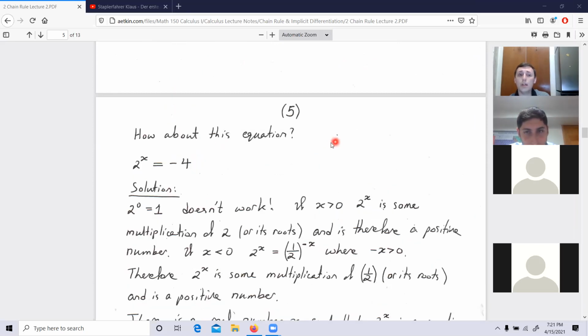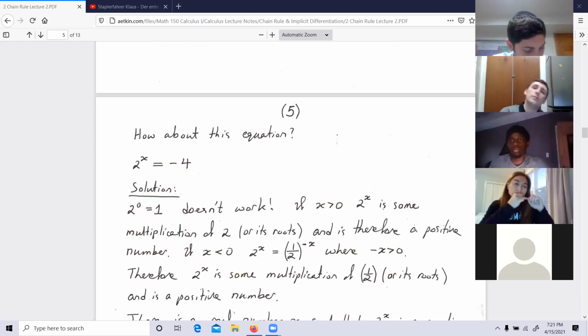If I plug in 0, I'll get 1. So 0 does not work. If I plug a number bigger than 0, I think, well, 2 to the power of something bigger than 0, it doesn't work. It will produce a positive number. And if I plug in a negative number in the power, it's just the reciprocal, 1 over 2 to a positive number. So there is no solution. No real solution, to be precise. No real number will satisfy this equation.